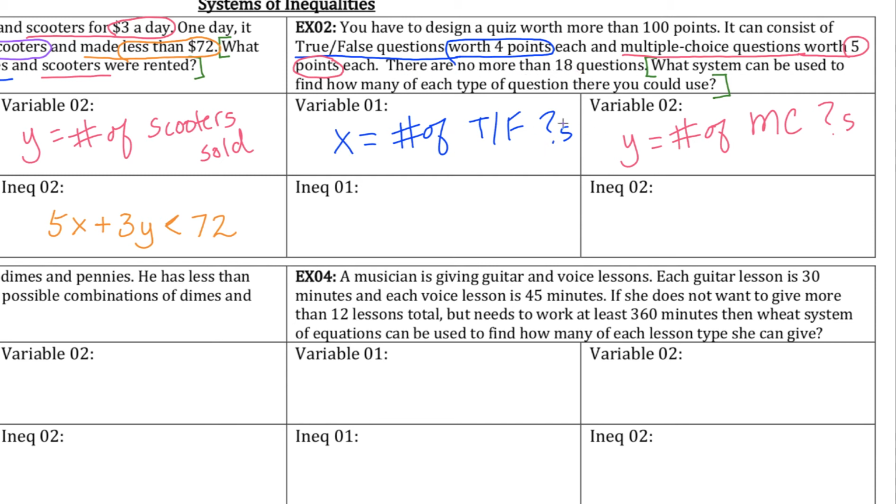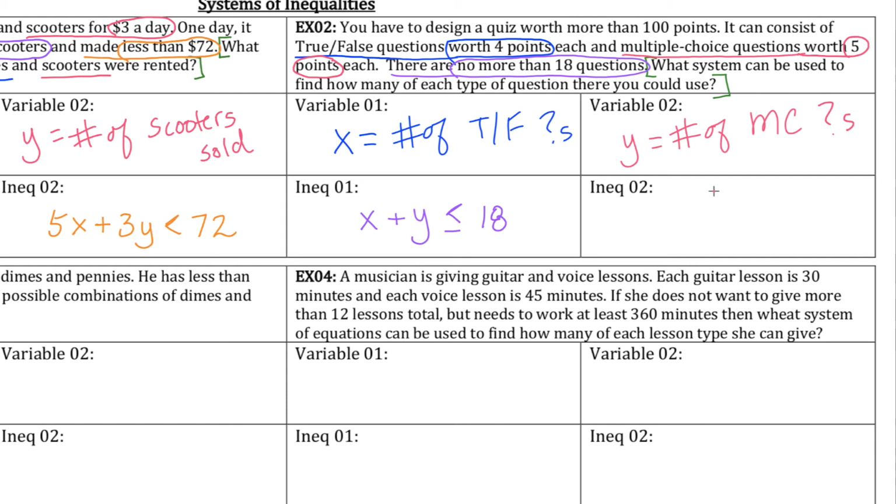I just like to take the one that talks about the X and Y first. There are no more than 18 questions. So we know if we combine the number of true-false and the number of multiple choice, no more than 18. So if it's not more, it has to be less than or equal to 18.